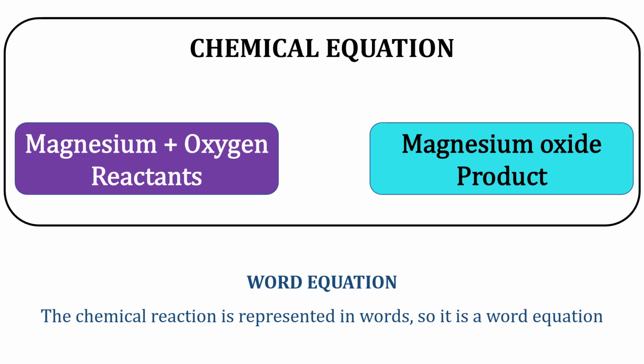In between the reactants and the products, an arrow is placed, with its head pointing towards the product, and it shows the direction of the reaction. The chemical reaction is represented in words, so it is a word equation. Now, how can we write the chemical equation in a more concise form?